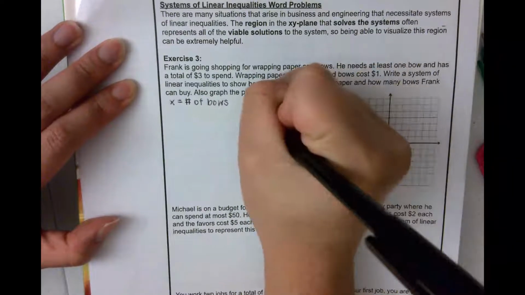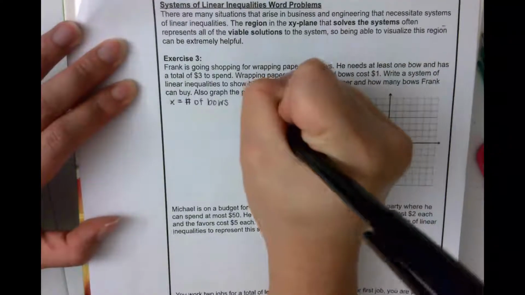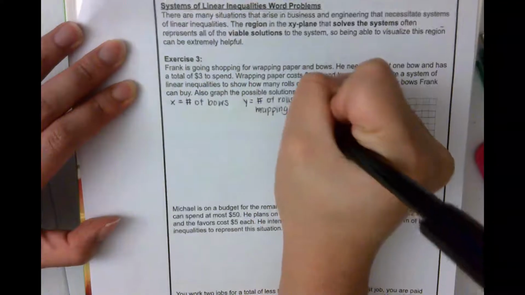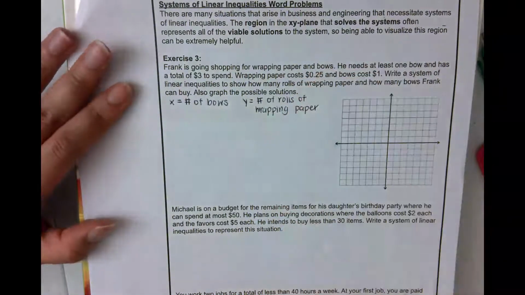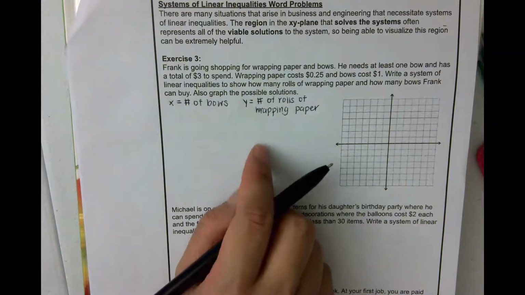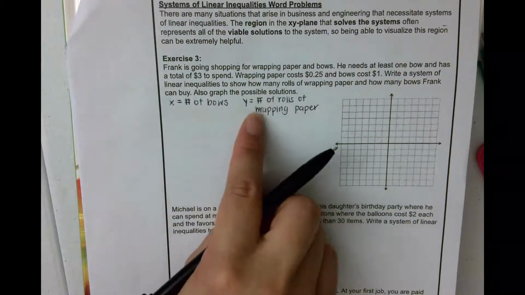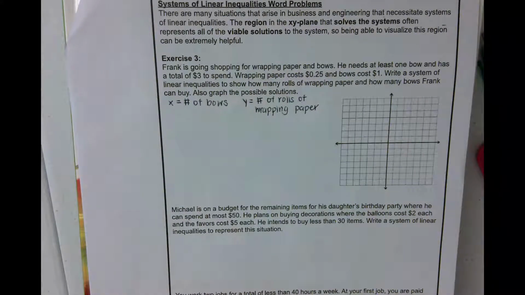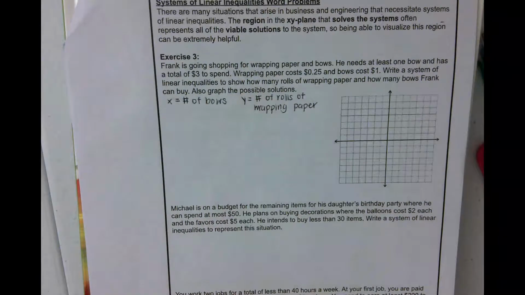Like I said previously when we did systems, for these types of word problems, it really doesn't matter which one is our X and Y. Someone could have done X as rolls of wrapping paper and Y as number of bows, and that's fine. The only difference is then you have to match up the correct numbers with whichever letter you choose to use.